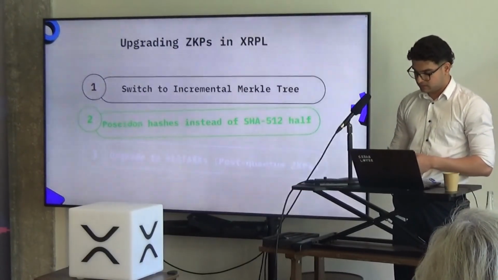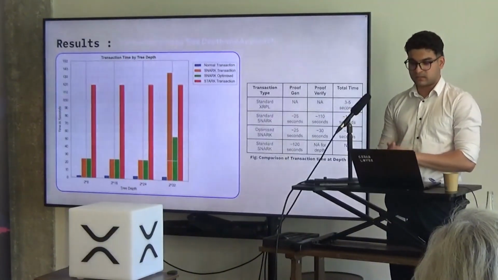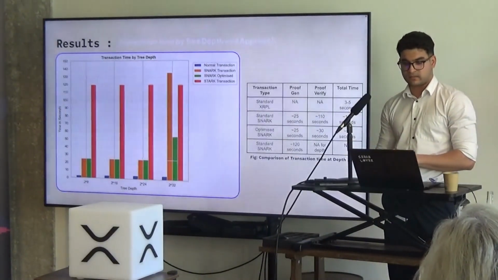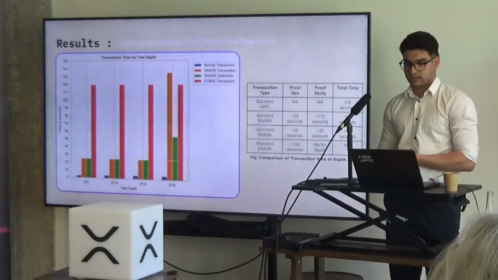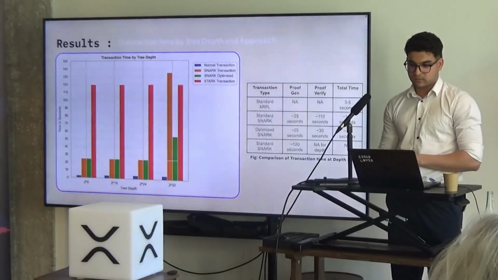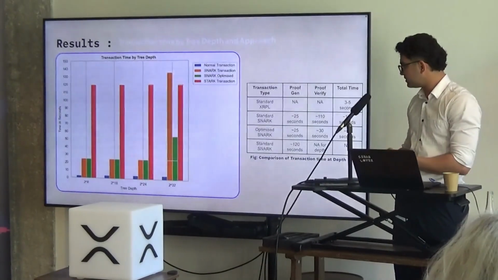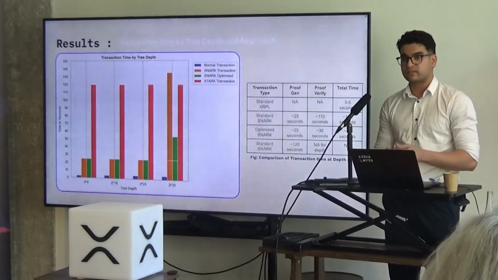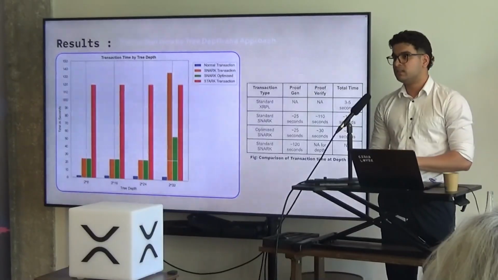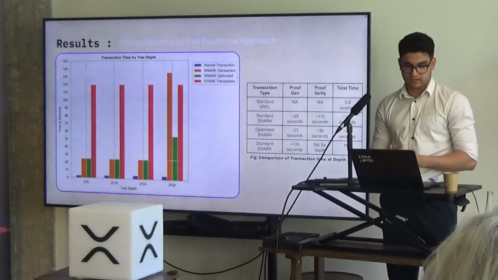So let's take a look at the results. So this is a graph of transaction time by the tree depth and the approach. The small blue bar you see is a normal transaction carried out on XRP. It typically takes about 3 to 5 seconds.